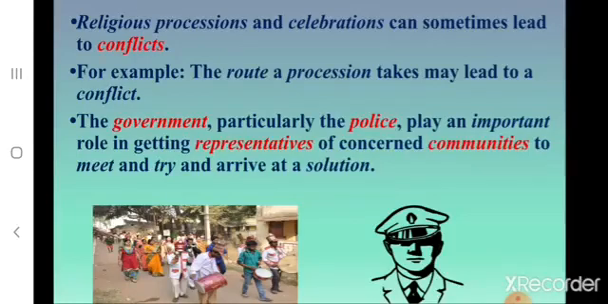Children, you might have seen some religious processions and celebrations on the roads, and sometimes the route that the procession is taking may lead to a conflict. So it is very important for the government, particularly the police, to ask the representatives of those concerned communities to meet and try and arrive at a solution.